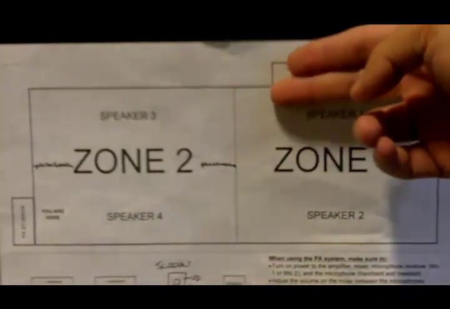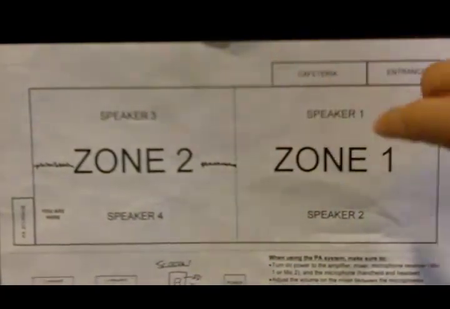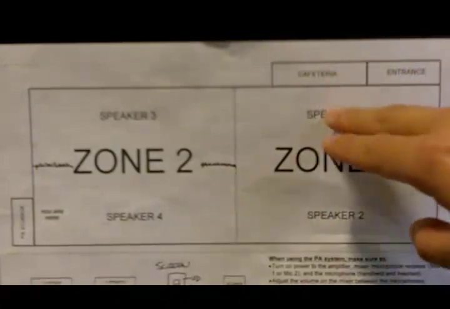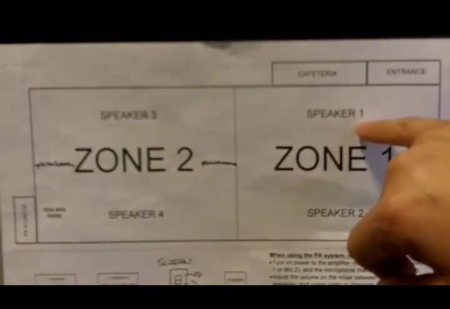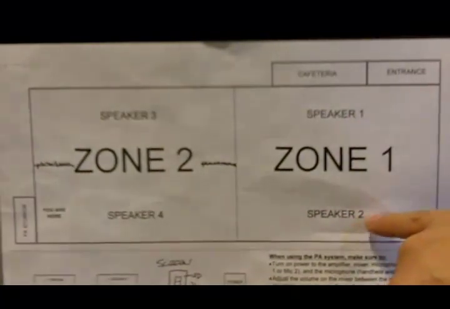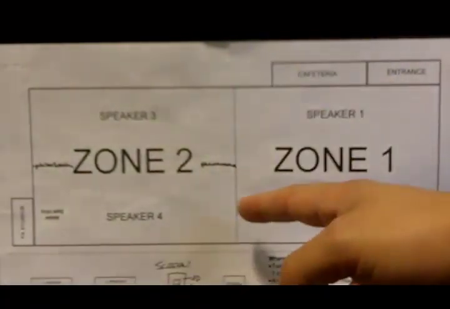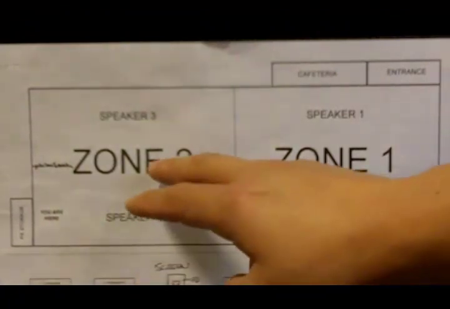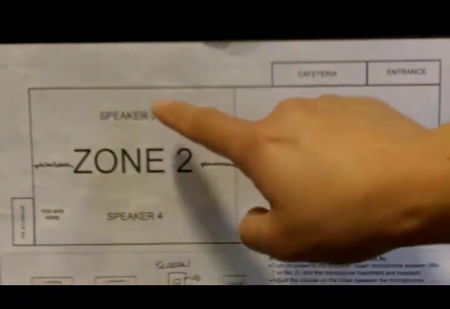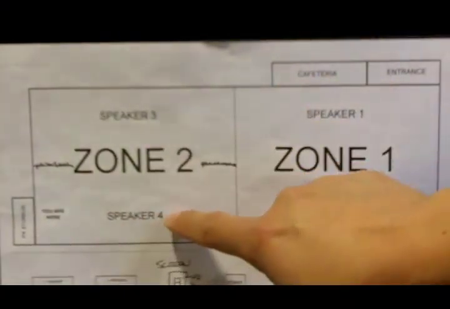Zone 1 is in front of the cafeteria. Here's where the cafeteria entrance is, and you can see we have Zone 1. Within Zone 1 there are two speakers, Speaker 1 and Speaker 2. Now there's normally a partition there, that false partition you've probably seen before. That leads to Zone 2. In Zone 2, again, there are two speakers, Speaker 3 and Speaker 4.